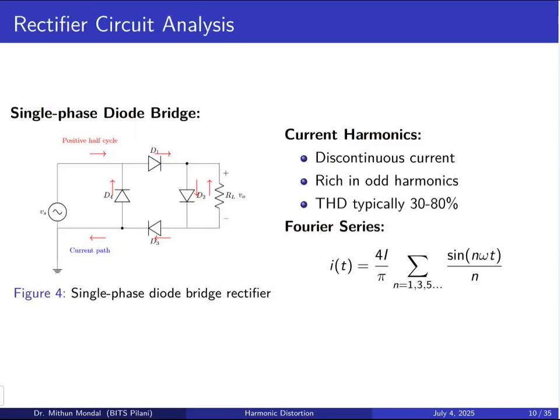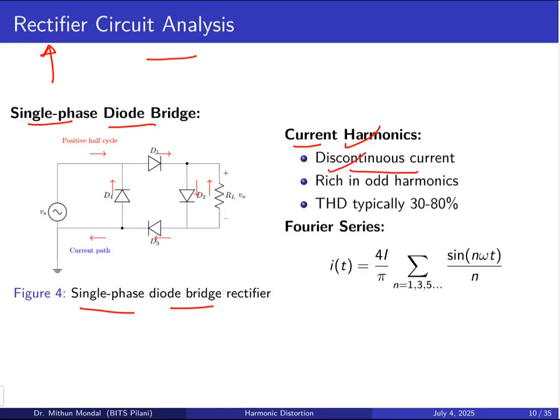If we do the rectifier analysis, take the example of a rectifier using diodes, which is a single phase diode bridge rectifier. Here, the harmonics can be in the current or the voltage. Let us take the current harmonics. You will have a discontinuous current, meaning the rectifier converts the AC supply to the DC supply, but the output that you get is not a continuous one.